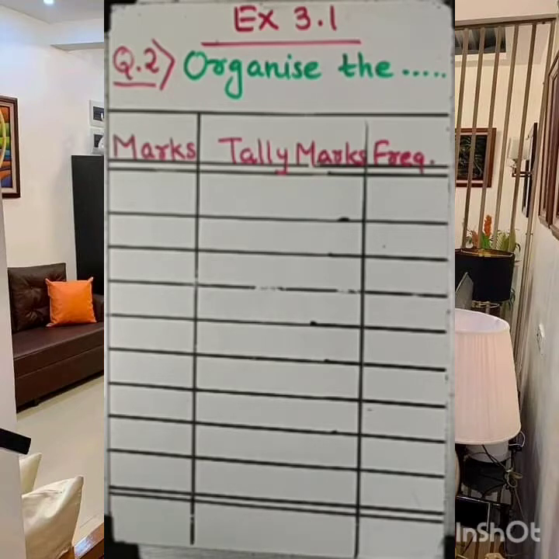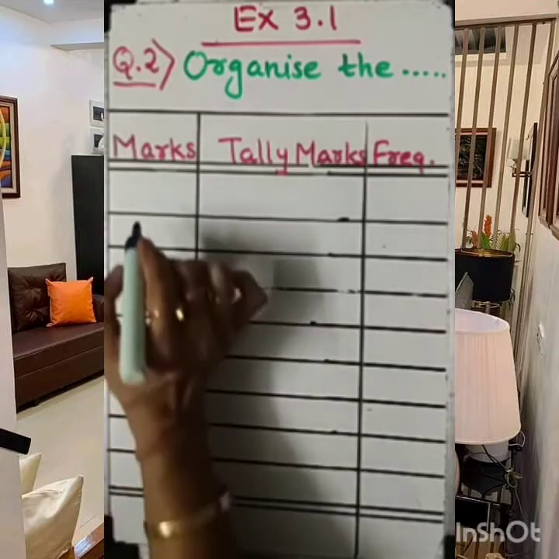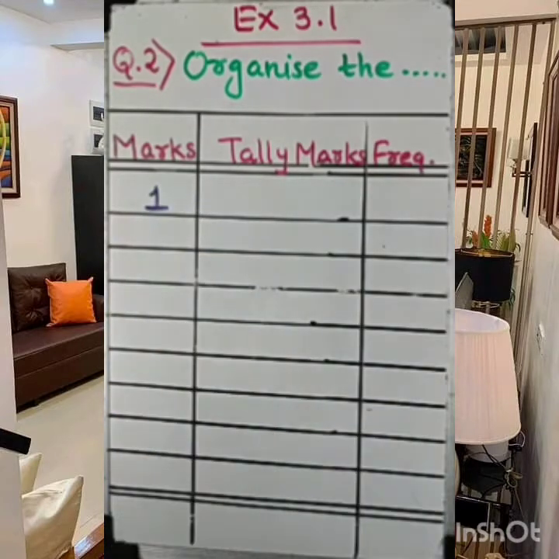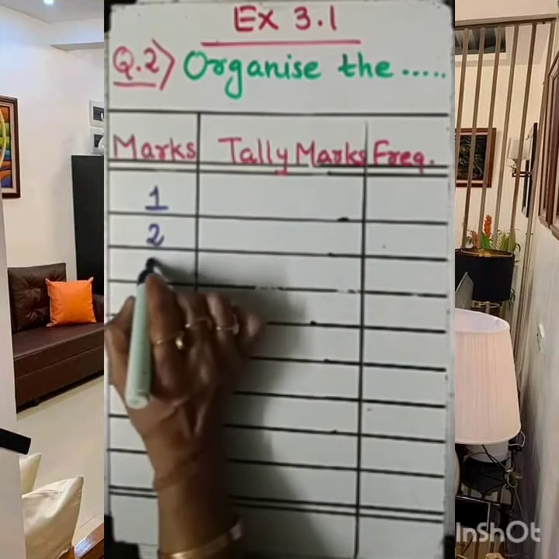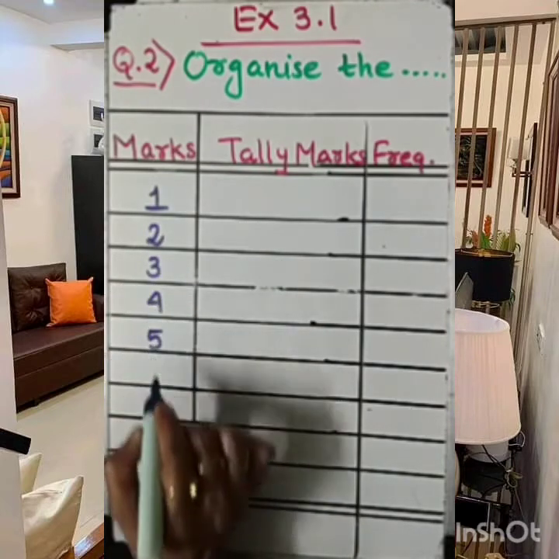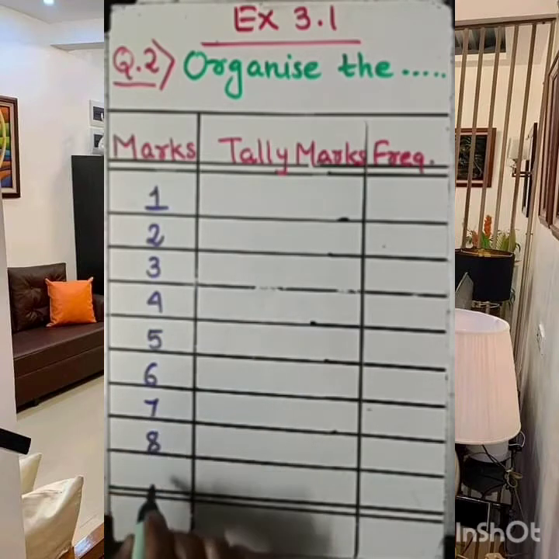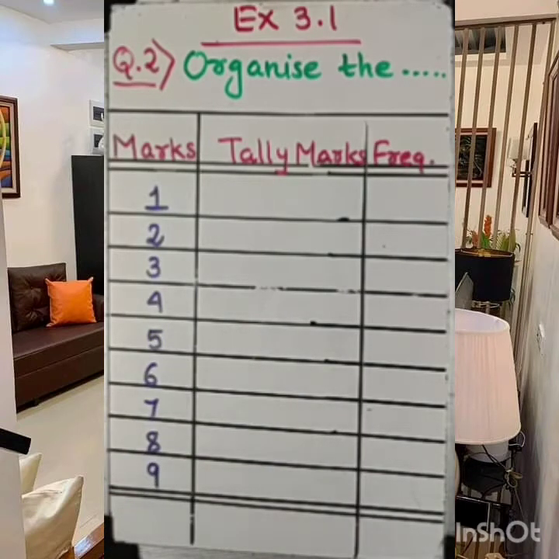Now if we observe the given data, then we can say that among all these observations, the least one is 1. So let's begin. 1, 2, 3, 4, 5, 6, 7, 8 and 9. Now let's focus on tally marks. So one by one I will recall the numbers and carefully we need to mention them in the tally marks column. Now carefully we will draw the tally marks.